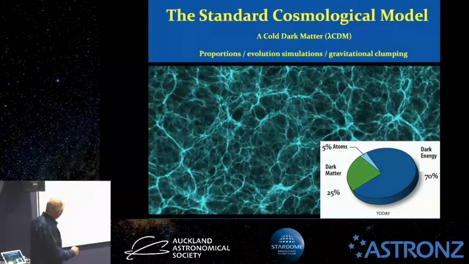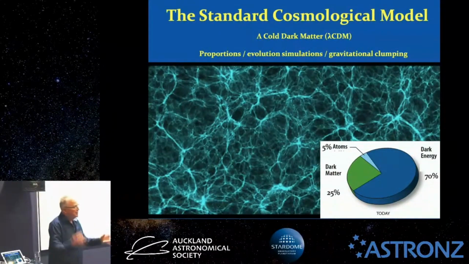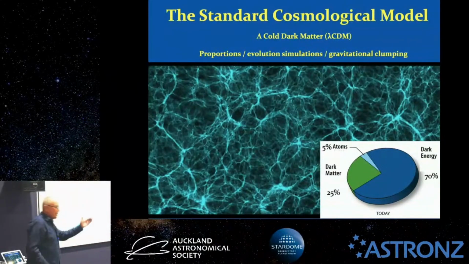Gravitational clumping, I put in there to refer to a concept that highlights how important dark matter is to us, to our very existence. As you know, matter has got to clump together through gravity for stars and galaxies to form. They need seeds to get that process going. As I've told you, there's a lot more dark matter in the universe than there is normal matter.